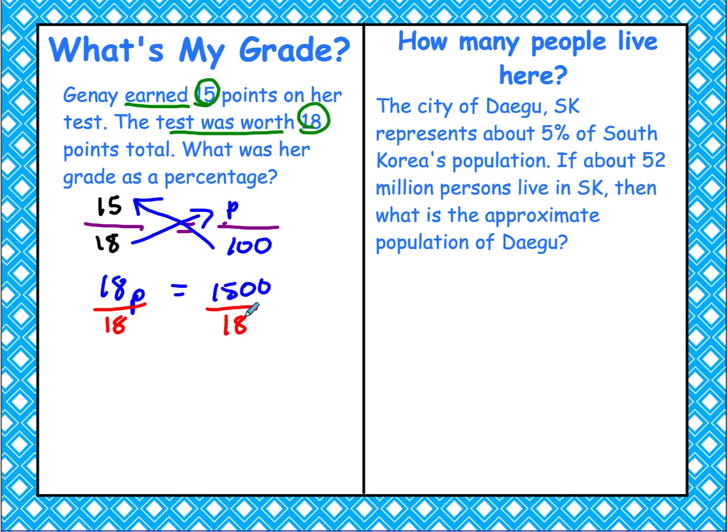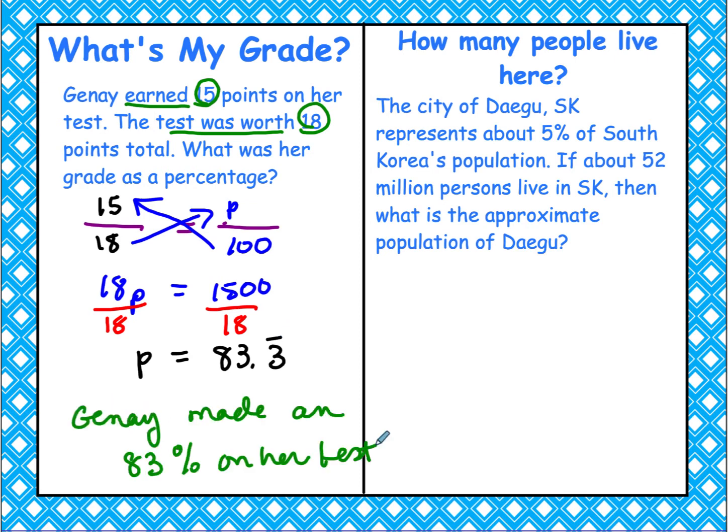I get P is 83.3 repeating. So what grade did Janae make? Janae made an 83% on her test. So it would be about a B.